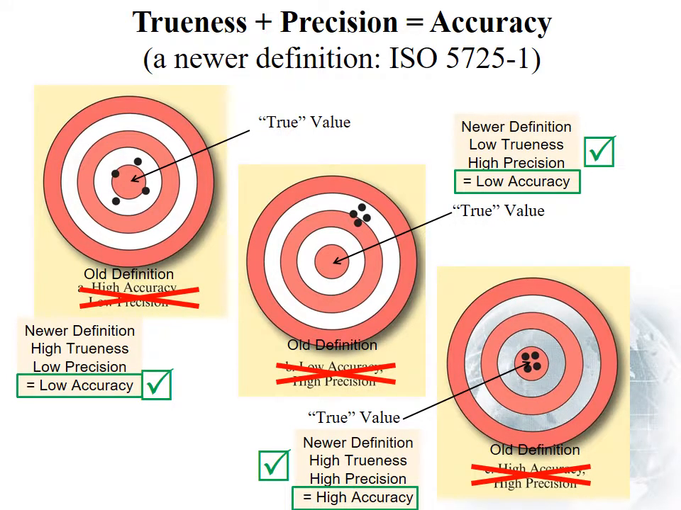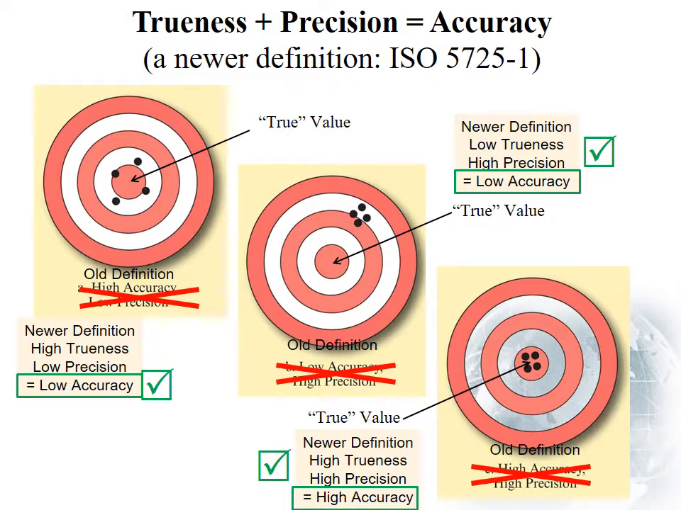So using the same target analogy, starting back over on the left, we've got, under the new definition, high trueness, low precision gives us low accuracy. In the center target, low trueness, high precision gives us low accuracy. On the right, under the new definition of trueness, we've got high trueness, high precision, high accuracy.